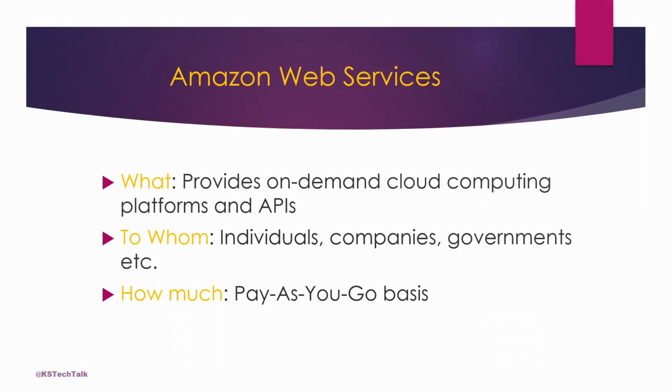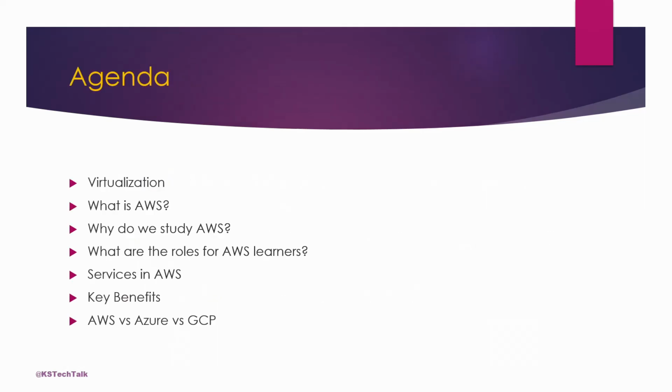And how much do we need to pay for using these services? It is charged based on the hour, on a pay as you go basis. Whatever services we use, it charges per hour and gives us the bill. So it goes on a pay as you go basis. And the agenda of this video is: what is virtualization and what is AWS, why do we study AWS, what are the roles for AWS learners, what are the services available in AWS, what are the key benefits, and the comparison between AWS, Azure, and GCP.